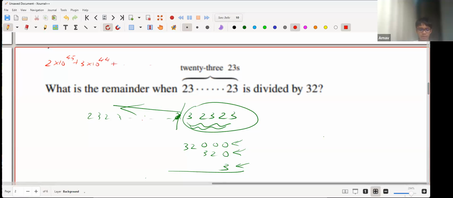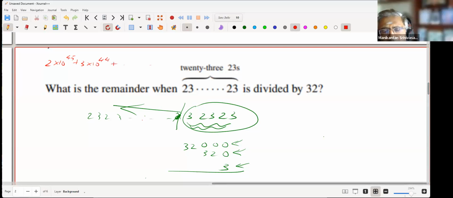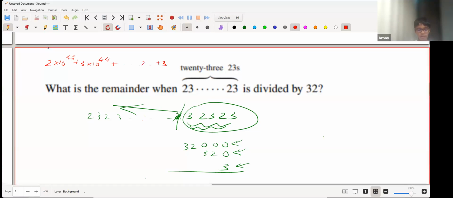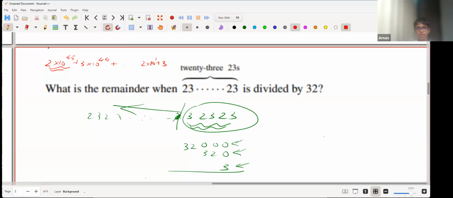I kept continuing that. And then I did plus 3. So I removed that last digit of 3 also. So I know that 2 into 10 raised to 45 is divisible, because 2 into 10 raised to 5 is. And then 3232 I know is also divisible. That's also divisible. I don't remember exactly how I figured that out.